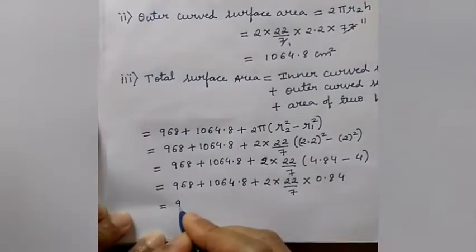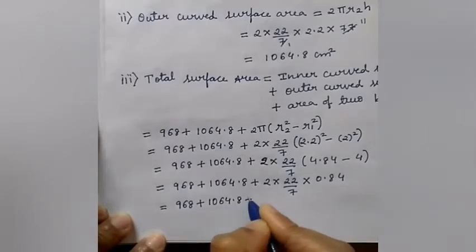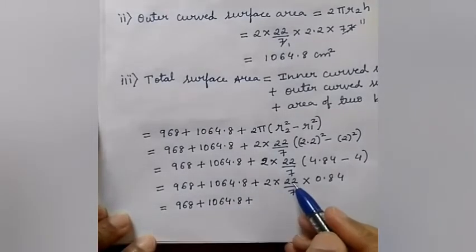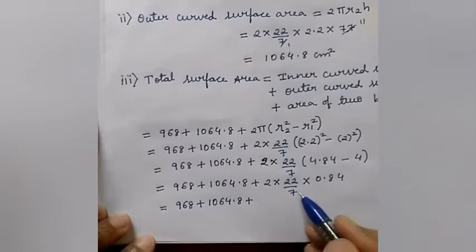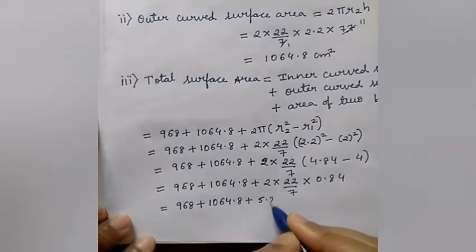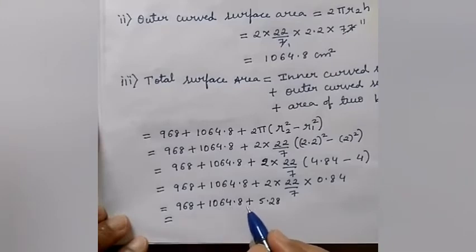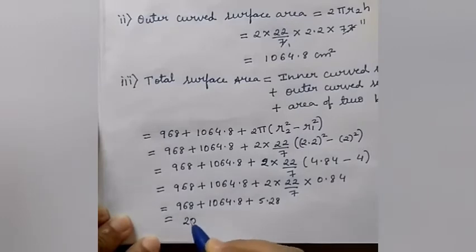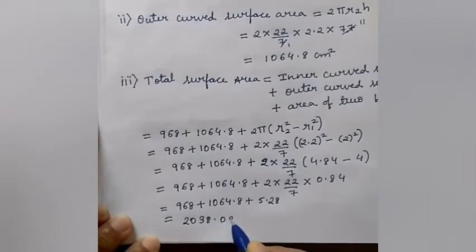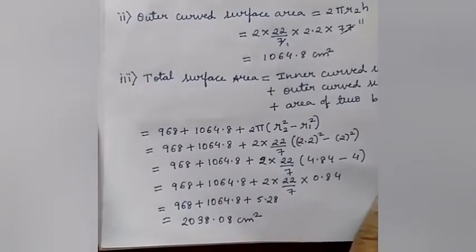Here now 968 plus 1064.8 plus 2 into 22 into 0.84 divided by 7 will be equal to 5.28. Now if we add this, that is 968 plus 1064.8 plus 5.28, we get it equal to 2038.08 centimeter square. So this is the total surface area.